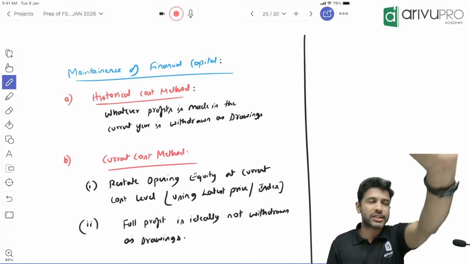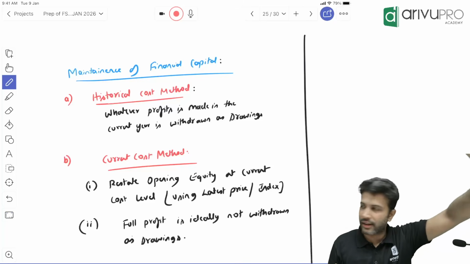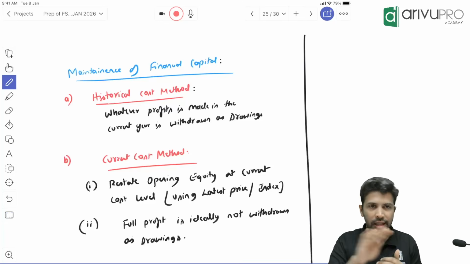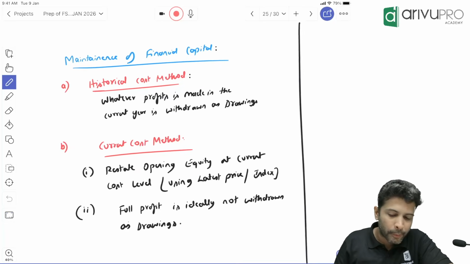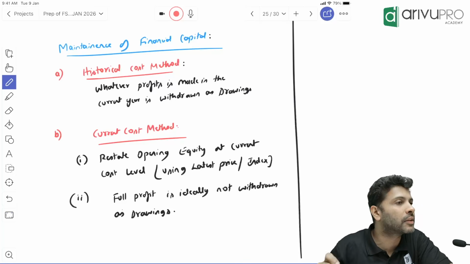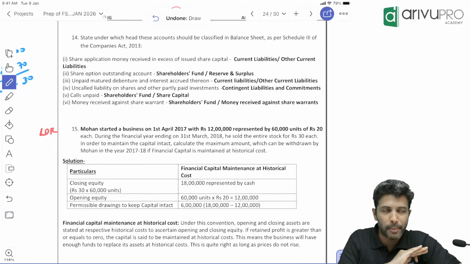People, next 20 minutes, let's try to get this thing sorted. Small concept, but try to understand. Could be important for a 2-marker. Can we start with the problems? Okay, question number 15. Let's keep it as LDR.